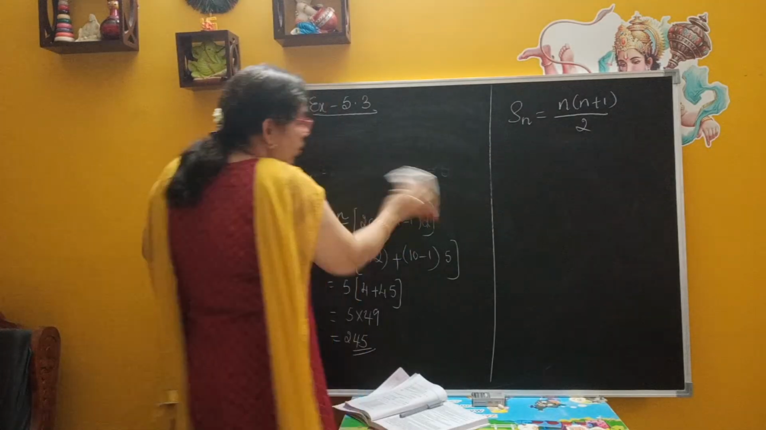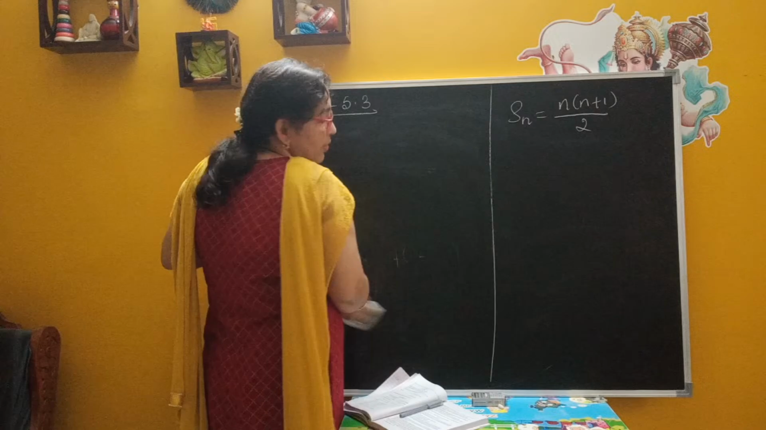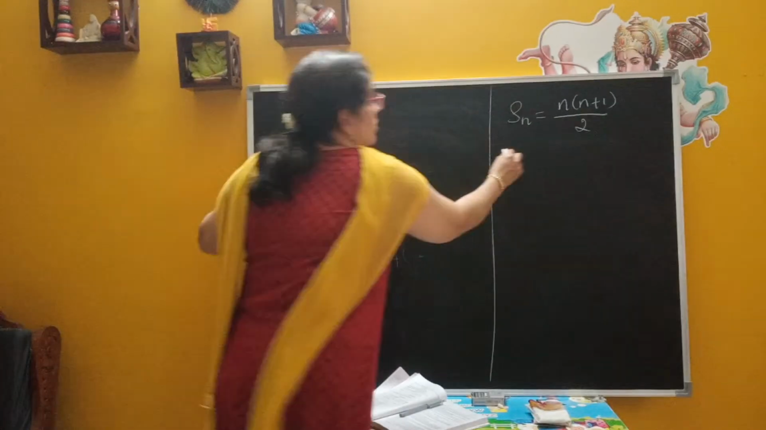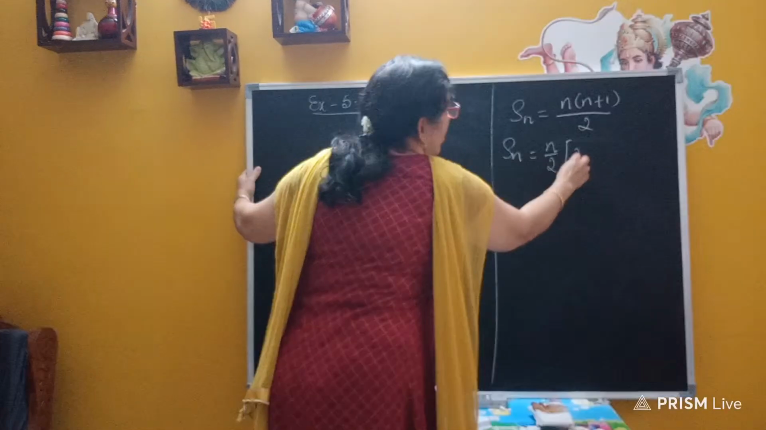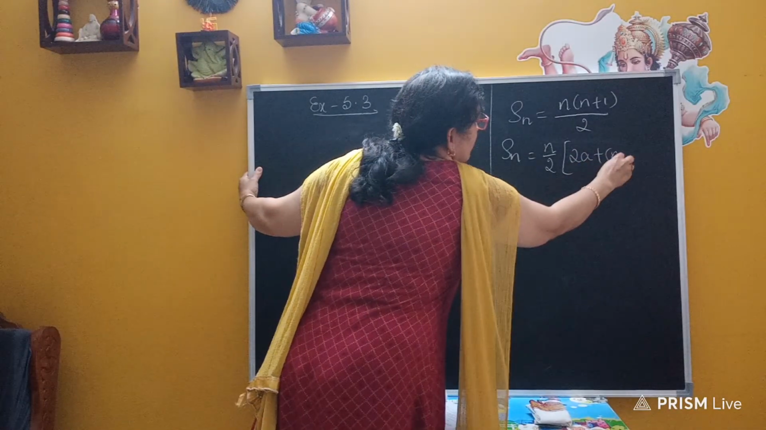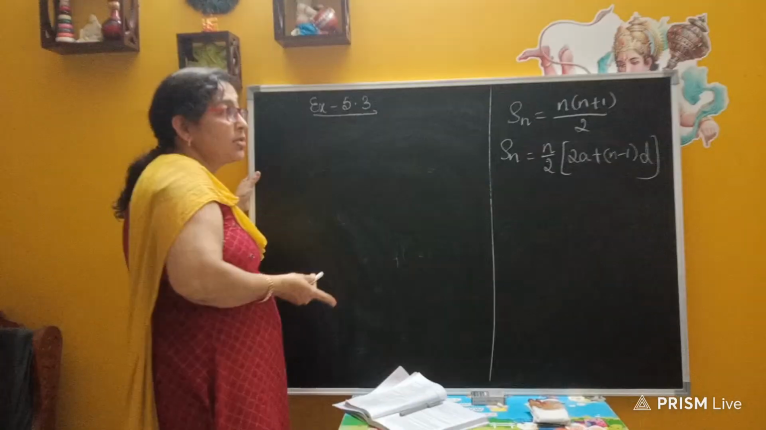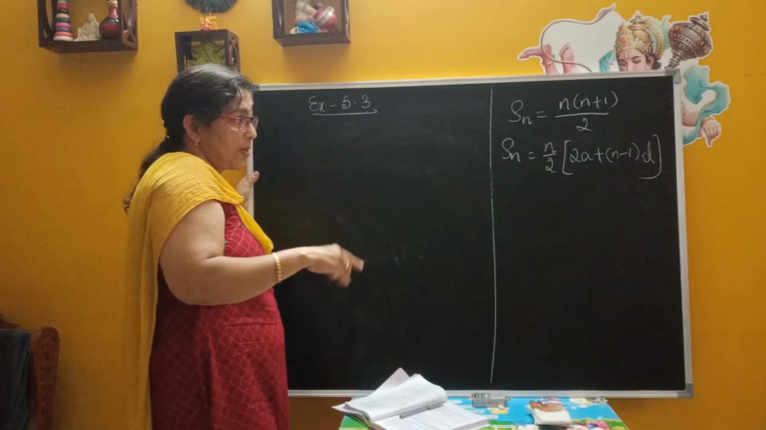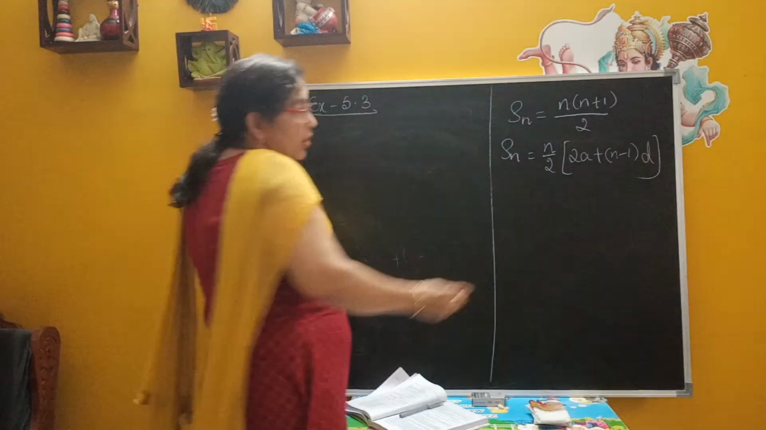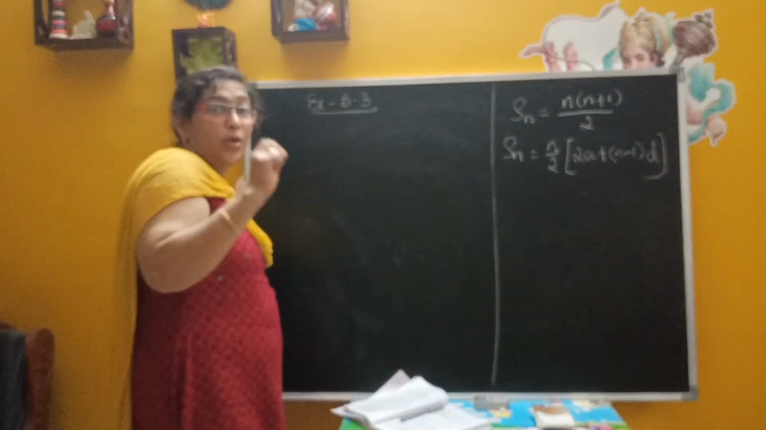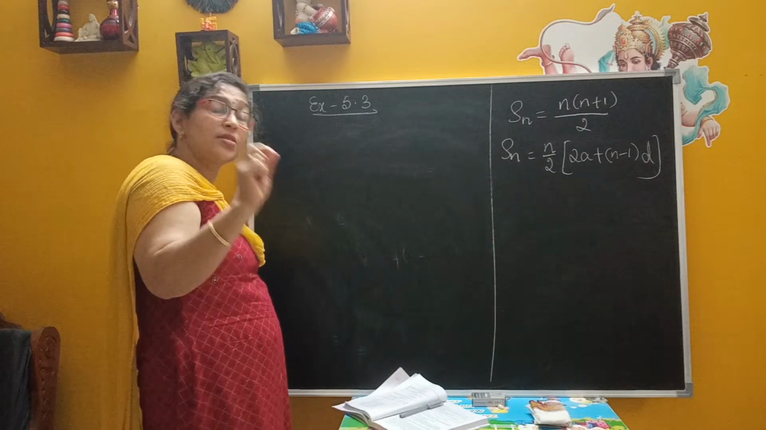This sum is not given in your textbook. Find the sum of the first 100 natural numbers. Let us use the same formula, Sn is equal to n by 2 into 2a plus n minus 1 into d. What is the value of n? n is 100. What is the value of a? 1, starting from 1, 2, 3, 4, 5 till 100. What is d? Each time we add 1, so the common difference is 1.